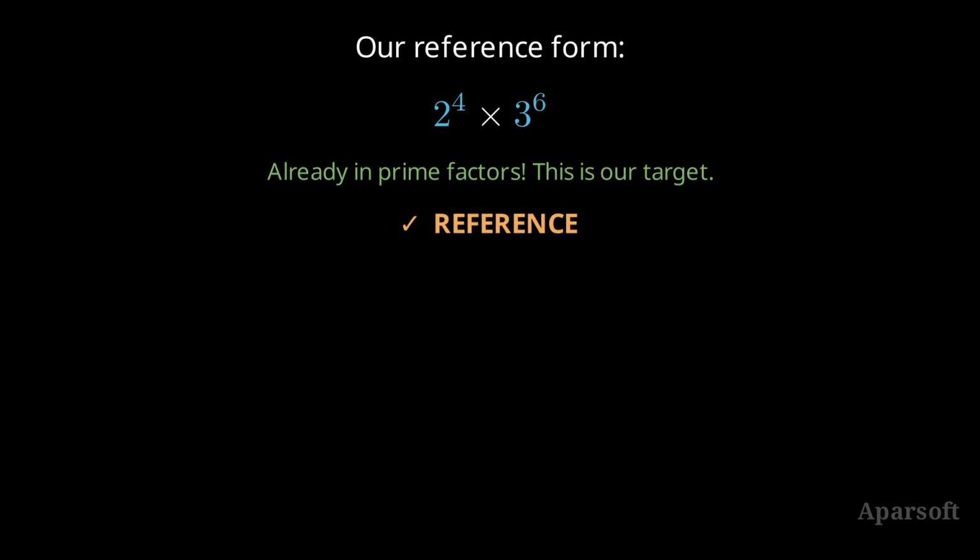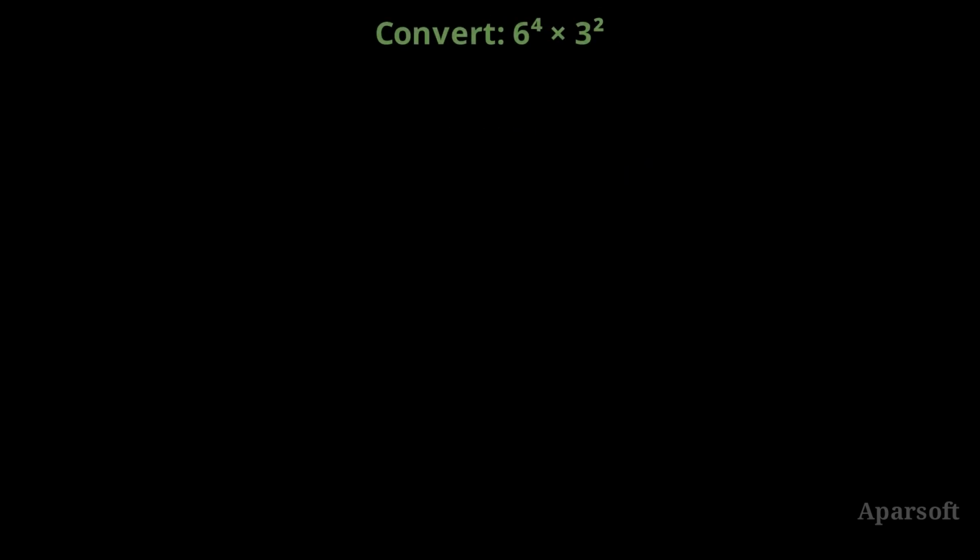Our first expression, 2 to the 4 times 3 to the 6, is already written using only prime factors. This becomes our reference. Notice the only bases are 2 and 3. Every other expression needs to be converted to this same format so we can compare. This is our target. Now for 6 to the 4 times 3 squared, let us break it down.